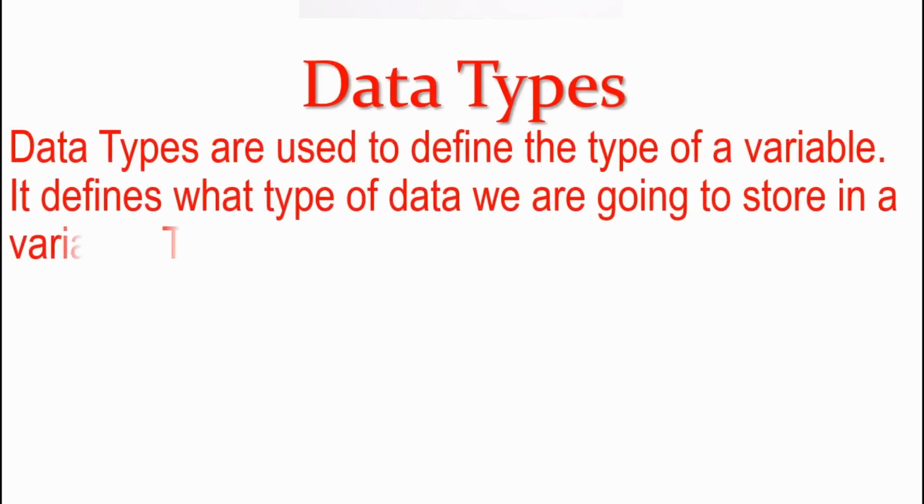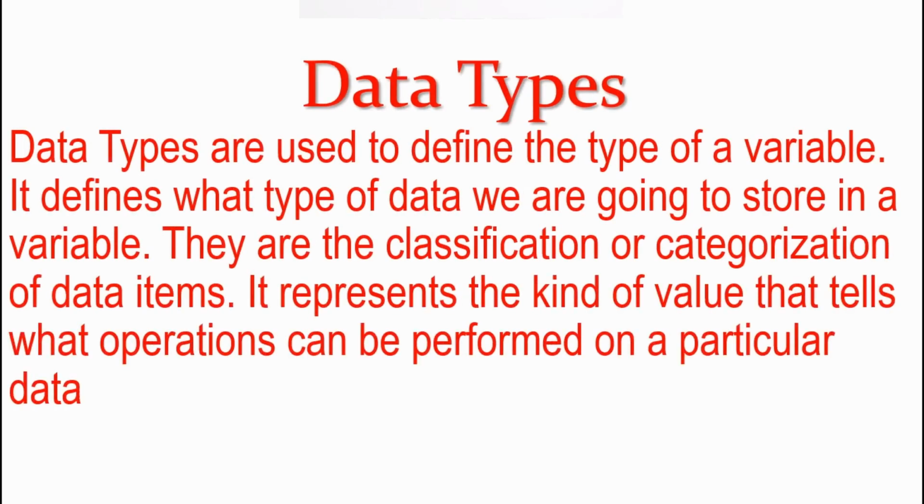Data types. Data types are used to define the type of a variable. It defines what type of data we are going to store in a variable. They are the classification or categorization of data items. It represents the kind of value that tells what operations can be performed on a particular data.